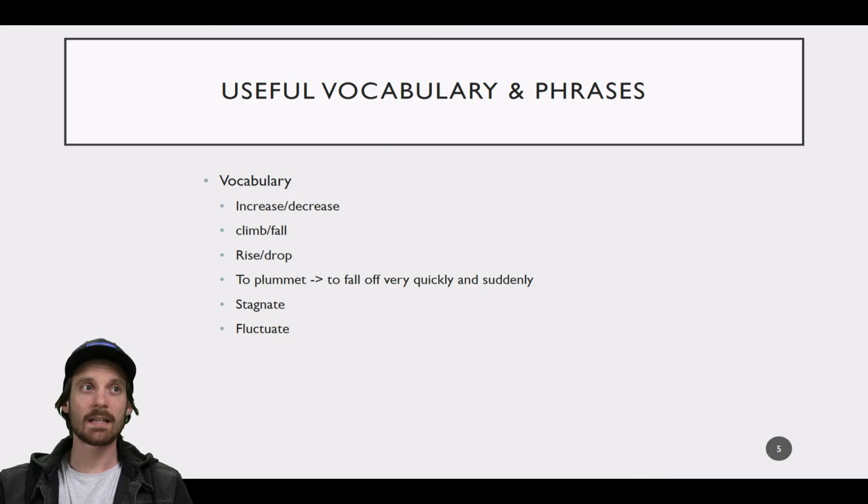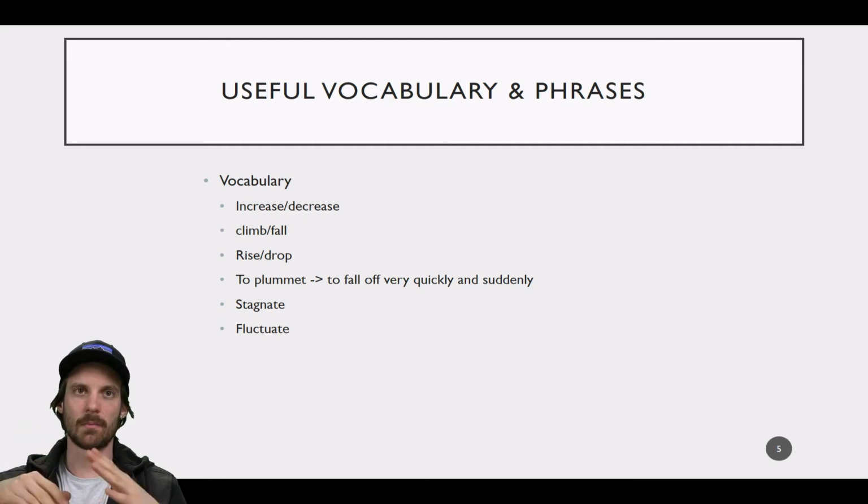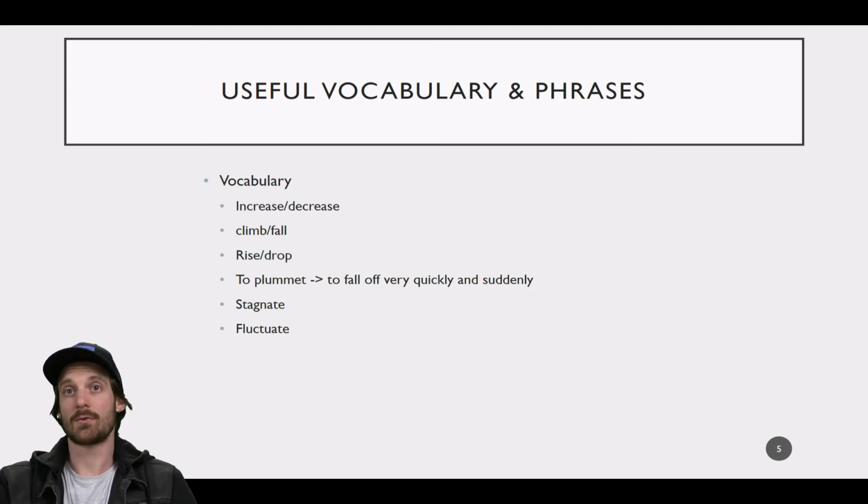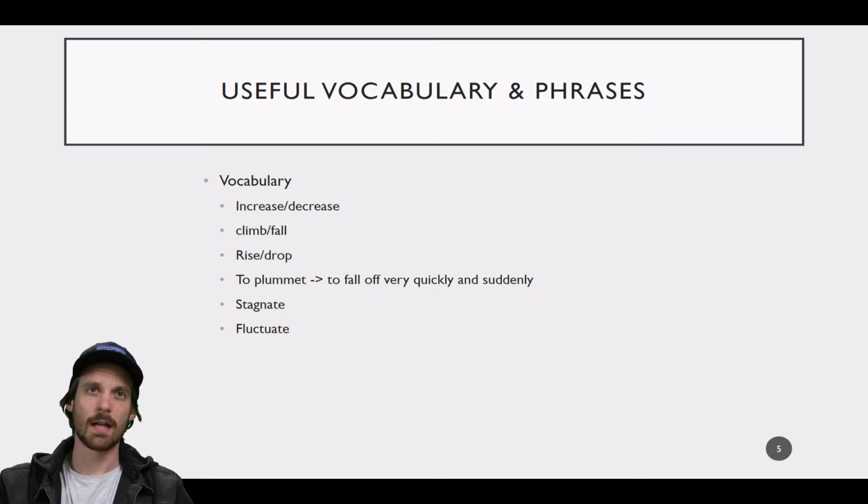And fluctuate is basically if something goes, like units sold of a product go up and down, but there are no major falls or climbs. It's basically just tiny little ups and downs. Just imagine it like a wave that fluctuates. So just to help you imagine the internal graph, your internal graph, of course.